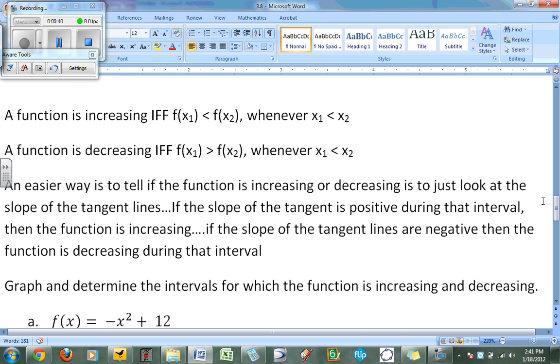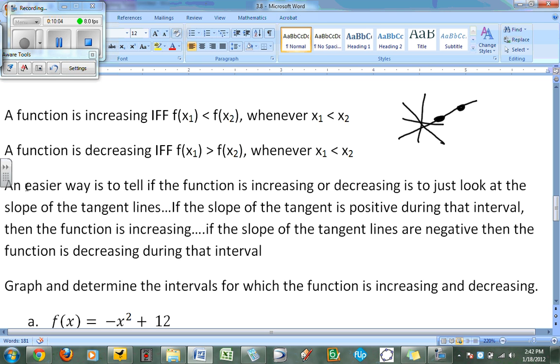And what that's saying, f of x1 has to be less than f of x2, is meaning like if I pick a point, so here's an increasing function like this. All right, if this point's y value is bigger than this point's y value, then it's increasing. Well, duh, we knew that, right? If it has a positive slope, it's going to be increasing. If it has a negative slope, it's decreasing.